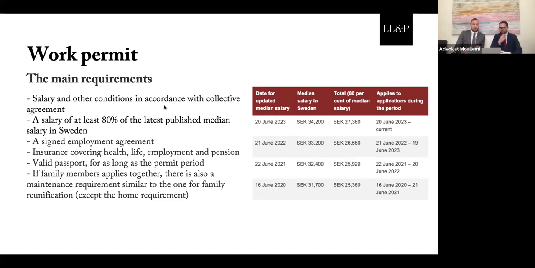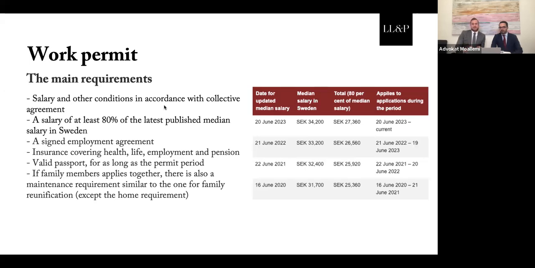So first of all, you need a salary and other conditions, mostly insurances, that are in accordance with the collective agreement. So even if the employer does not have a collective agreement with the union, they still need to offer you as an applicant the same kind of pay and also insurances as if you were in the union.